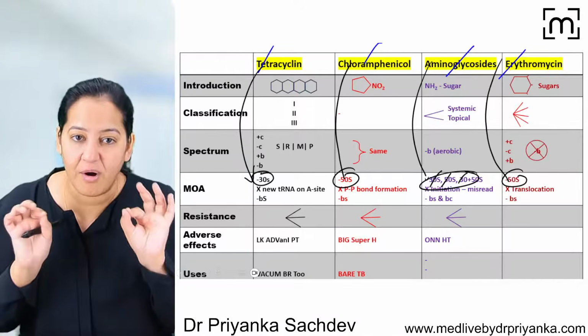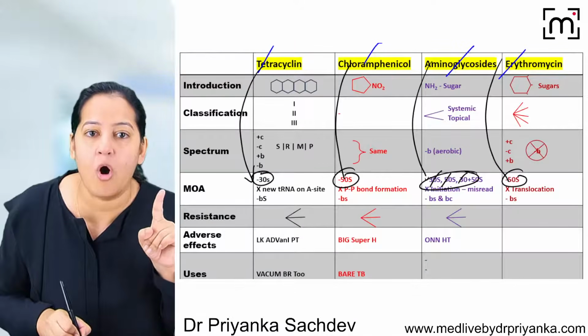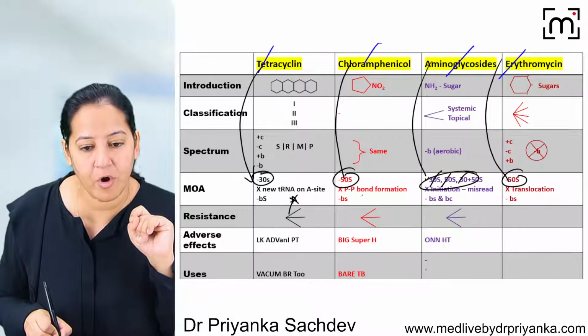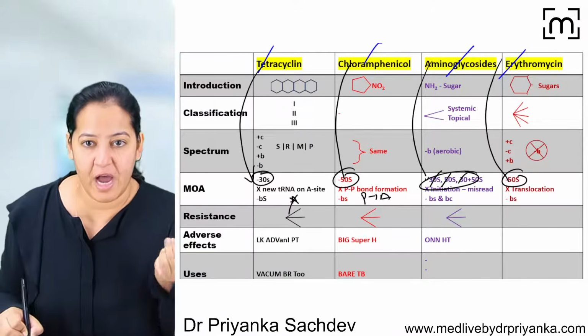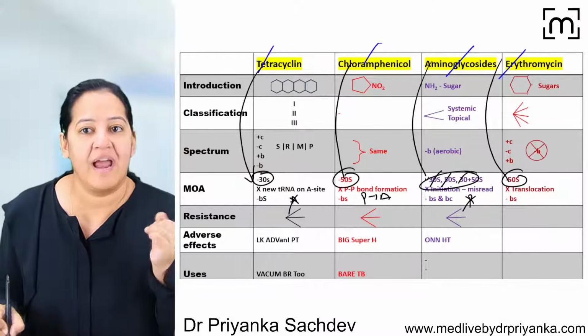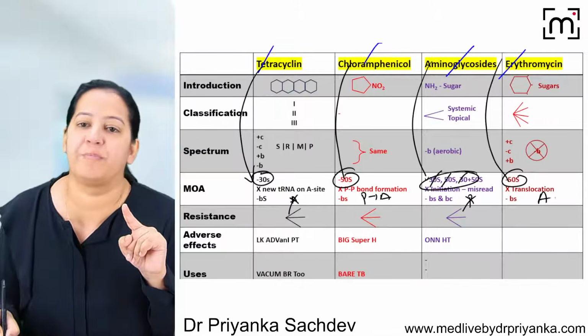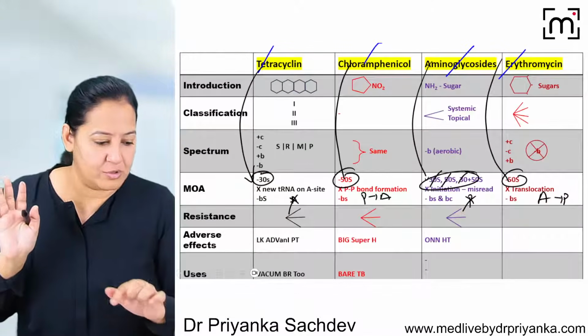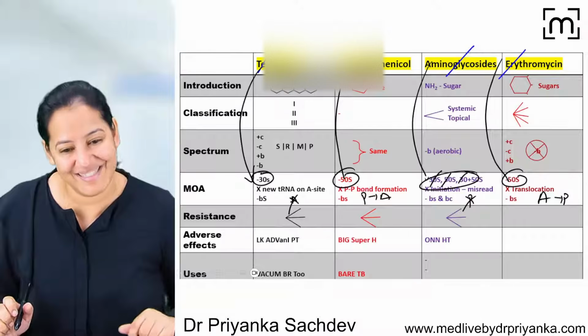Learn. Now learn what they are blocking. Tetracycline blocks the A window. Chloramphenicol blocks the P to A shift. Aminoglycoside blocks the P window. And erythromycin blocks the A to P shift. Now you can understand. This is the easiest way I'm telling you. And you know the step number also, which exact step number they are blocking. Say yes if you got it.